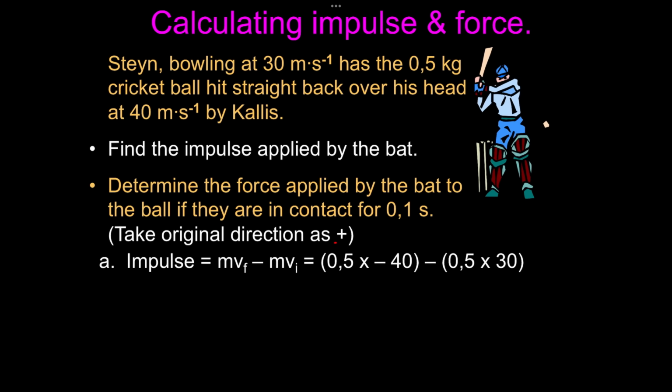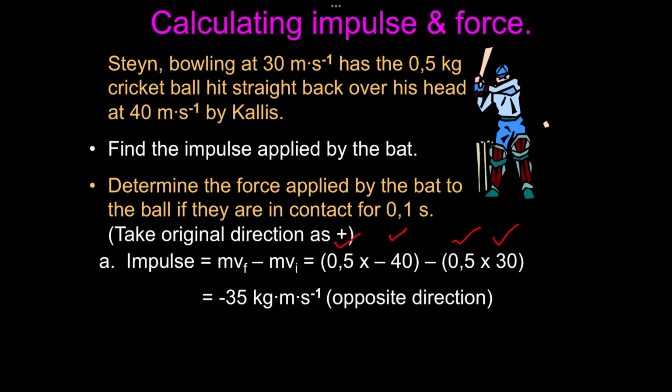So that is why we have 0.5 multiplied by minus 40. And then the mass of the object is still 0.5, and its initial velocity is 30 meters per second in the original direction, which we are taking as positive. If you put that in your calculator, you should get minus 35 kg meters per second. This is in the opposite direction.